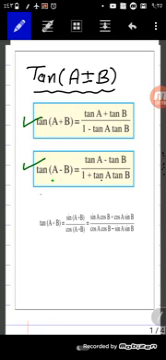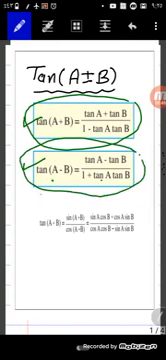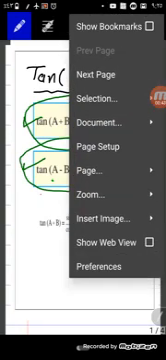Trigonometric functions of the sum and difference between two angles. Now, tan(A plus B) equals tan A plus tan B over 1 minus tan A tan B. Second rule, tan(A minus B) equals tan A minus tan B over 1 plus tan A tan B. Now we can solve some examples.